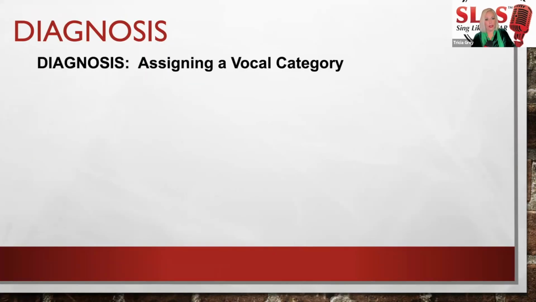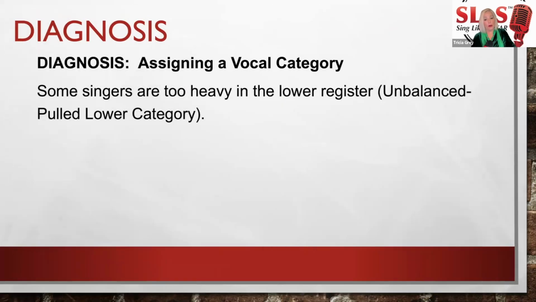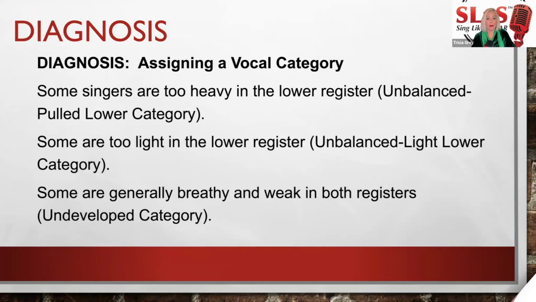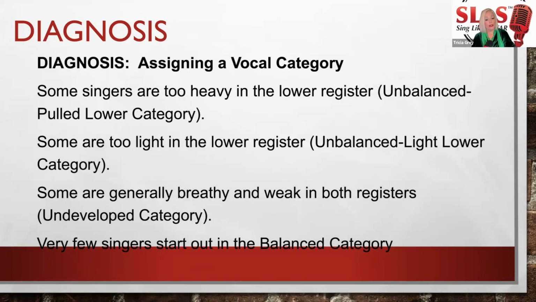Diagnosis. Diagnosis is where we assign a vocal category. Some singers are too heavy in the lower register. We call that unbalanced pulled lower. Some are too light in the lower register. That's the unbalanced light lower category. And some are generally breathy and weak in both registers. That's the undeveloped category. Very few singers start out in the balanced category.